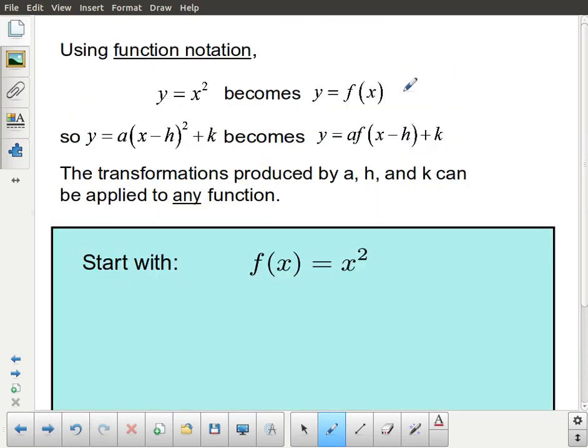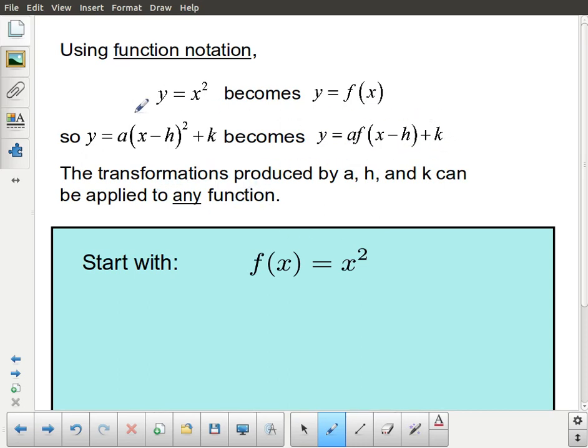Okay, now another thing we've introduced in this unit is the idea of function notation. So the simple equation y equals x squared, if we were graphing it, would be y equals f of x. And so the transformation of x squared through the a, h, and k values becomes a transformation of the function. Now I want to make this part clear. That's why I've got a little bit of work that I'm going to do here.